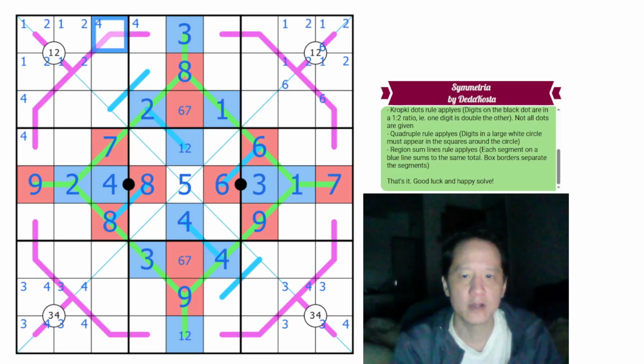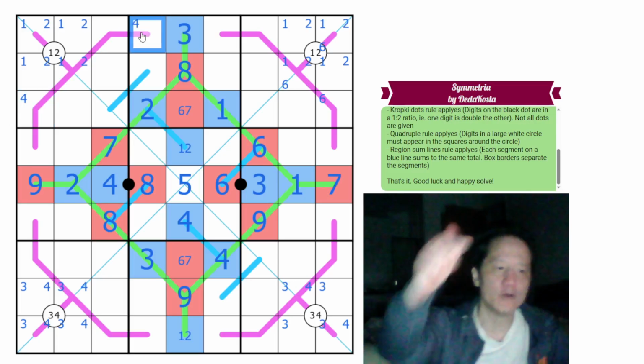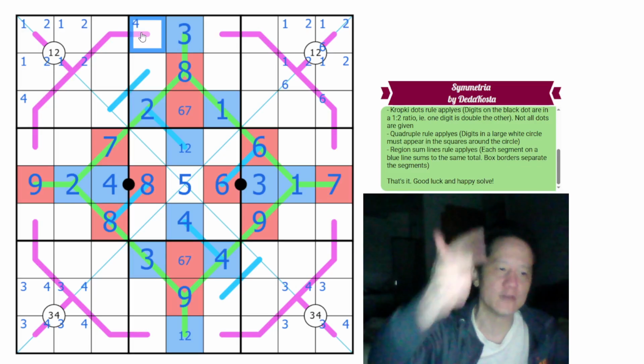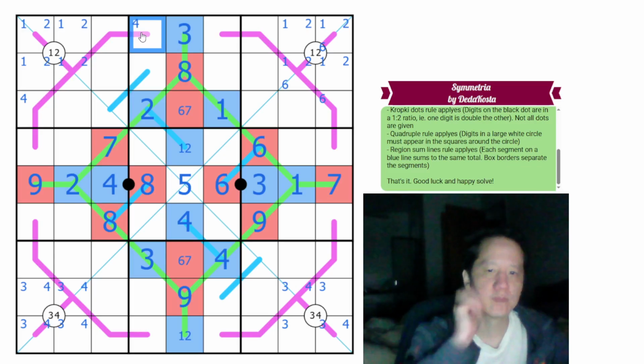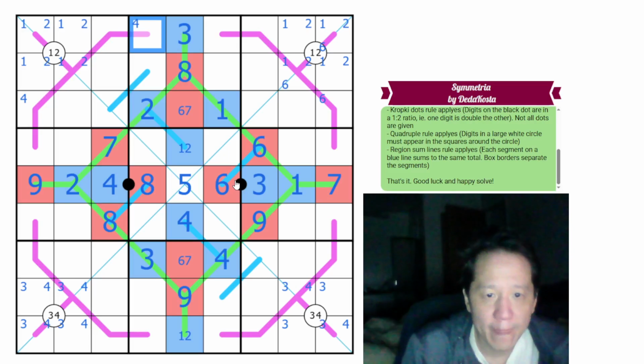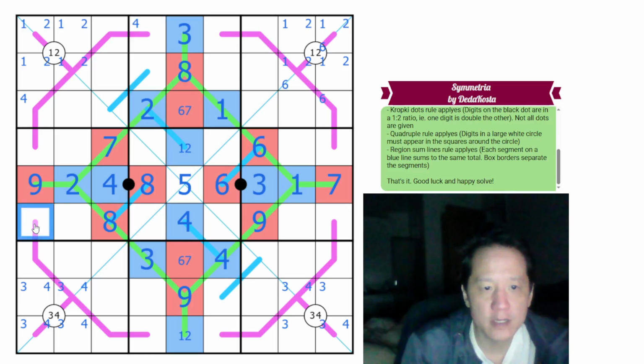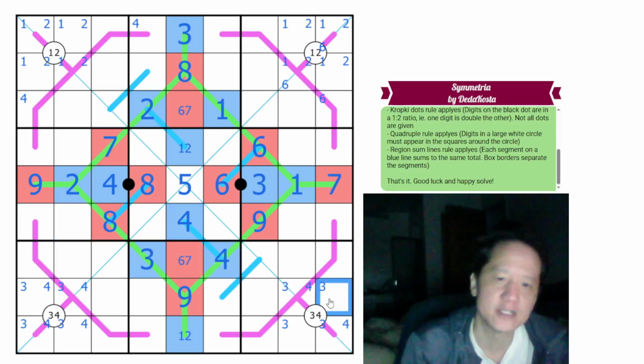Well, it can't be here because it sees that 4. It can't be here because it sees that 4. Therefore, one of these two is a 4. Because again, you have 1 through 6, 2 through 7, and 3 through 9. Similarly, okay, well, I was going to say none of these two could be 4 because of these 4s. Actually, none of these two could be 4 because of these 4s. Sorry, I apologize. I missed that, actually.